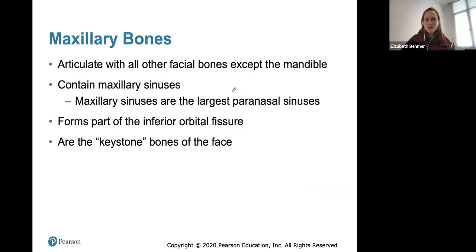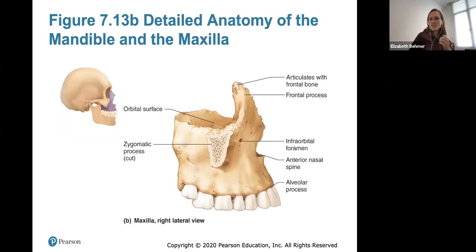The maxillary bones articulate with all other facial bones except the mandible. They contain maxillary sinuses or spaces. They form part of the inferior orbital fissure, and they are the keystone bones of the face. So here's a look at the maxilla. You have two maxilla that come together and form right underneath the nose where they join together.